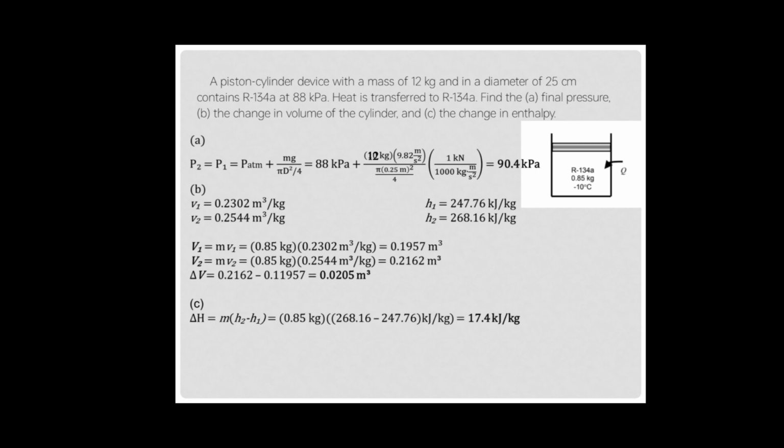Now, the final pressure, which is the P2, is equal to the initial pressure, which is the P1, is equal to atmospheric pressure plus the mass times gravity over pi times diameter squared over 4, is equal to 88 kilopascal plus 12 kilograms times 9.81 meter per second squared over pi times the diameter 0.25 meter squared over 4 times the 1 kilonewton over 1000 kilogram meter per second squared, is equal to 90.4 kilopascal.